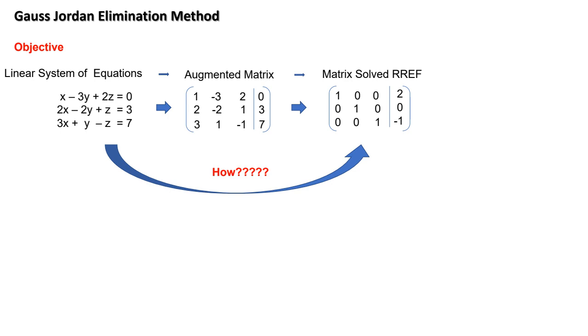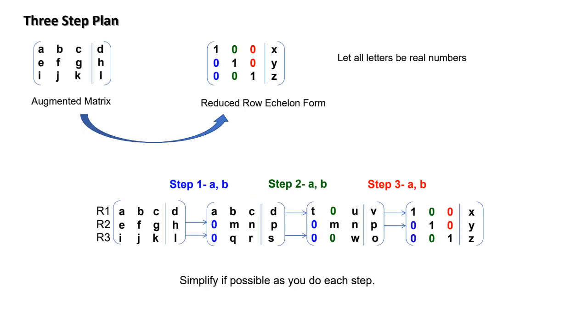So again, I'm only going to grab the coefficients. Here I had 1, -3, 2 as my coefficients for the x, y, and z, equals 0. For the second equation, we have 2, -2, 1 equals 3, just the coefficients. And then for the last equation, we have 3, 1, -1 equals 7. Now, let me show you, and I'm going to skim through this sort of quickly.